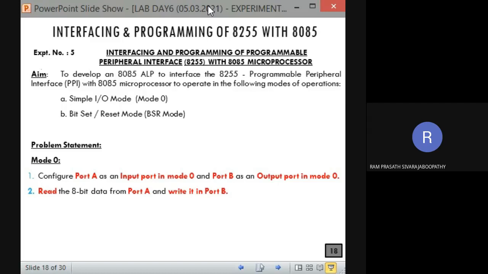Next, read the 8-bit data from port A and write it in port B. That is the task we are going to do now. Port A ல என்ன டேட்டா கொடுக்கறோமோ அது port B ல வரப்போகுது. That's all. ஒரு டிவைஸ்ல இருந்து டேட்டாவை வாங்கி நான் என்ன பண்ண போறேன்? இன்னொரு டிவைஸ்ல டேட்டாவை ரைட் பண்ண போறேன்.